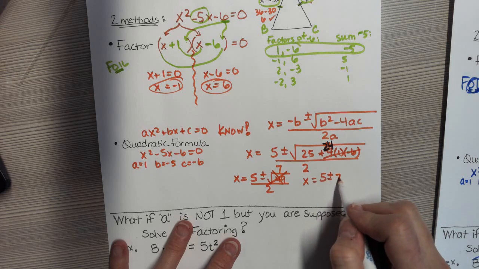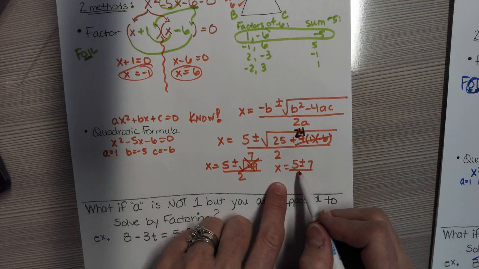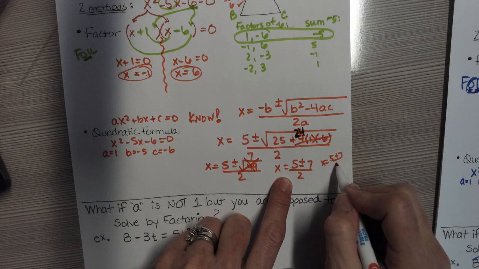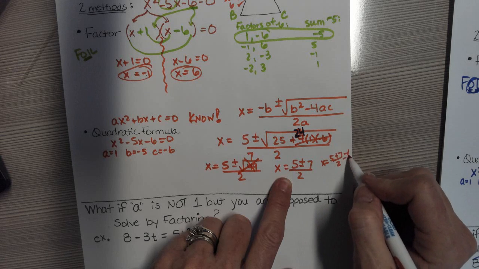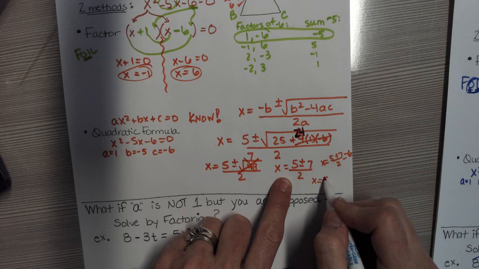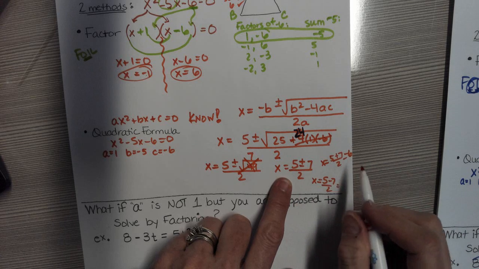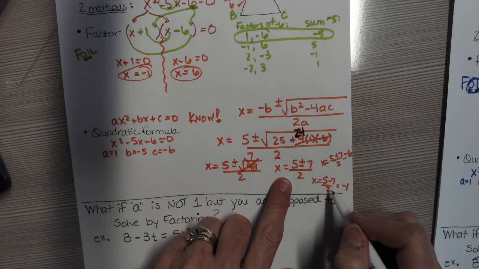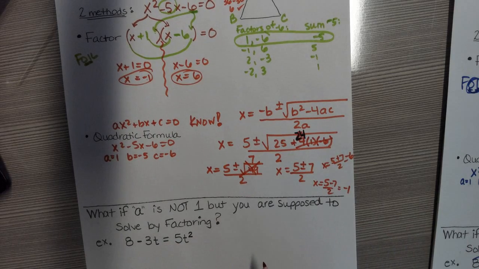So let me do this. I'll write this step out first. Then we'll work out the two parts. So 5 plus 7 divided by 2. 5 and 7 is 12, divided by 2 is 6. And x equals 5 minus 7 divided by 2. Well, 5 minus 7 is negative 2, divided by 2 is negative 1. Notice we got the same answers as we had up above with the factoring method.